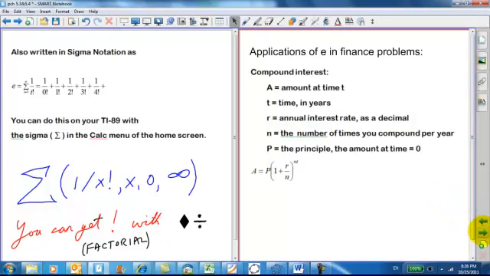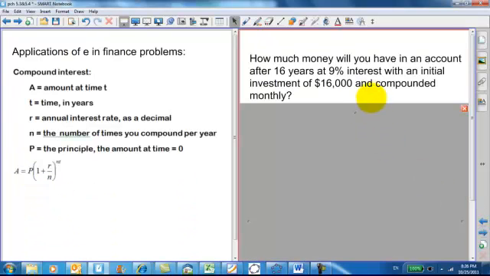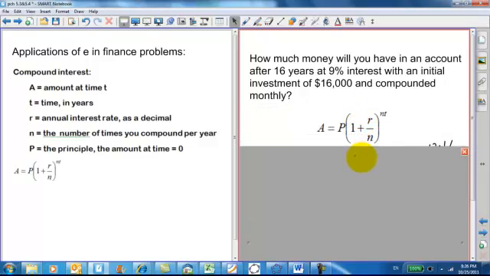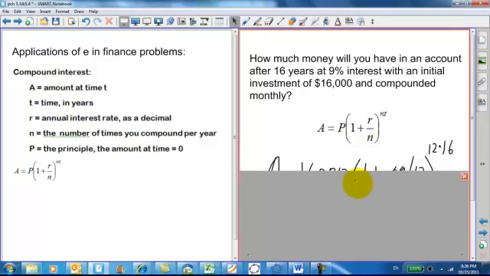So here's how compounding works. How much money will you have in an account after 16 years at 9% interest with an initial investment of $16,000 and compounded monthly? If you compound monthly, that means 12 times throughout the year you are going to get interest. You won't get as much interest as a full year, so that's why you take the interest and divide it by 12. But the effect of this should be to increase how much money you actually make.